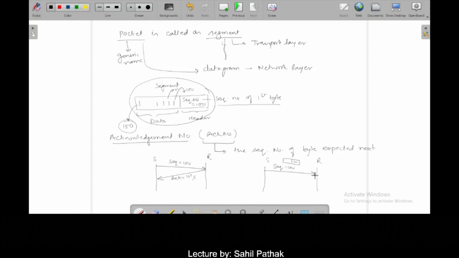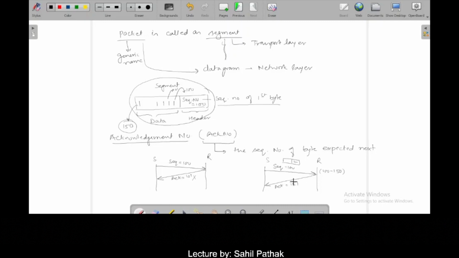And when the receiver is going to send the acknowledgement, it is going to set the acknowledgement number as 151, because from 100 to 150 bytes the receiver has already received. Now the receiver is expecting the next byte to be 151. Okay, so the next byte that the sender will send, its sequence number should be 151. So that is what we are trying to say. So the acknowledgement number is nothing but the sequence number of the byte expected next.